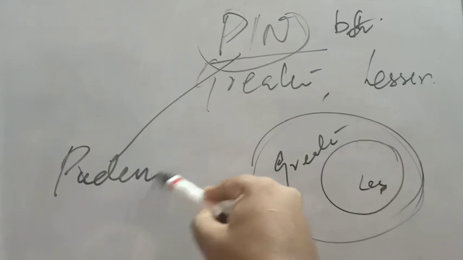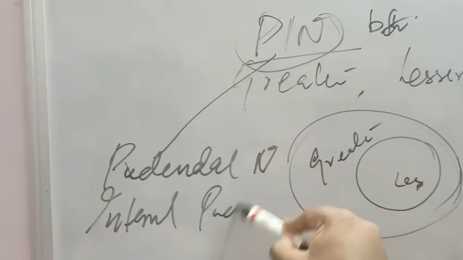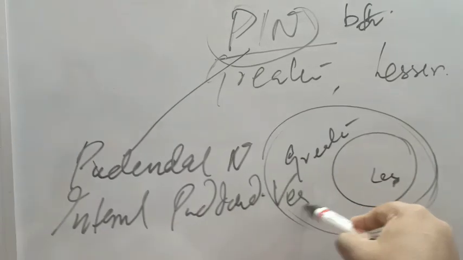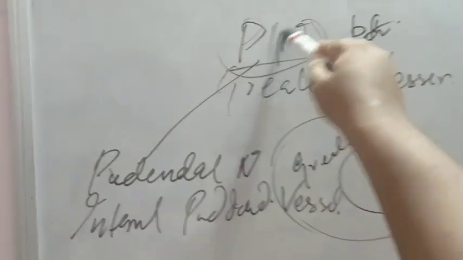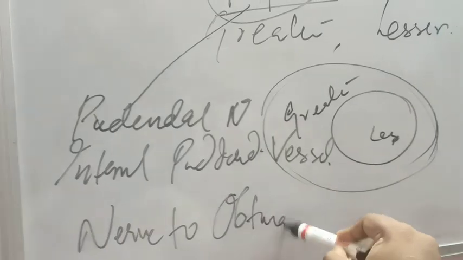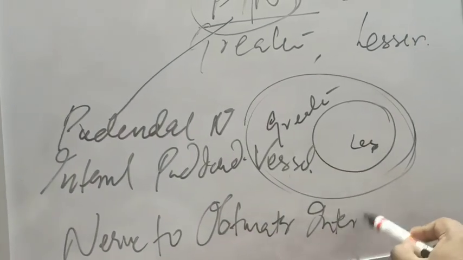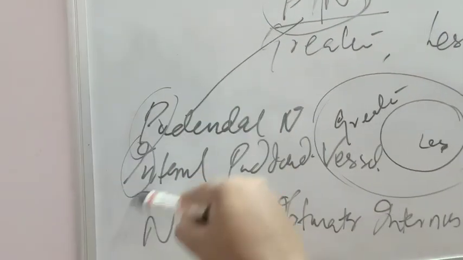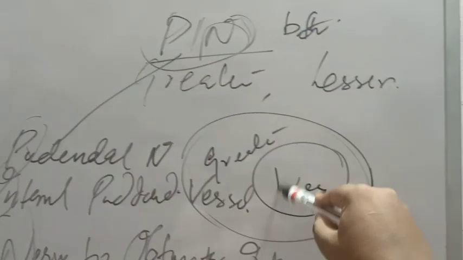So PIN structures are what? They are the structures which are in both greater and lesser foramen. So let us expand the mnemonic. P is pudendal nerve. I is what? Internal pudendal vessels, artery, vein. N is nerve to obturator internus. So these are the PIN structures which pass through both greater and lesser foramen.